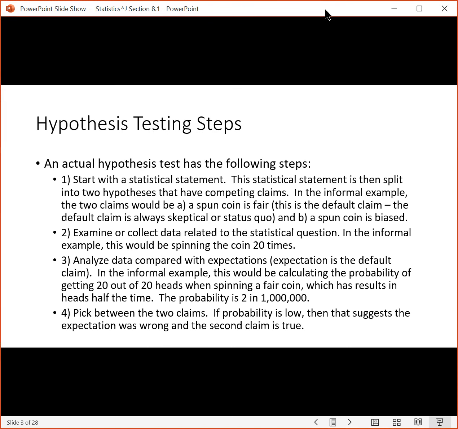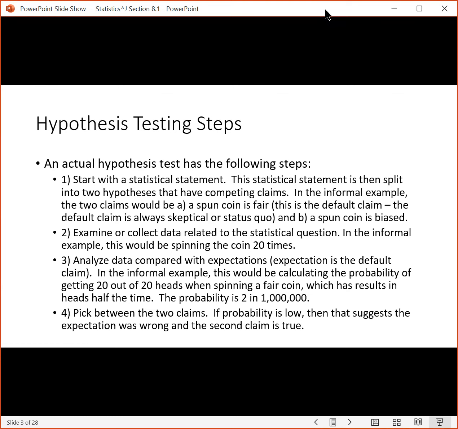An actual hypothesis test has the following steps. We start with a statistical statement about the real world. This statistical statement is then split into two hypotheses that have competing claims. In the informal example, the two claims would have been: A, a spun coin is fair. This is the default claim. The default claim is always skeptical or status quo. And B, the spun coin is biased.